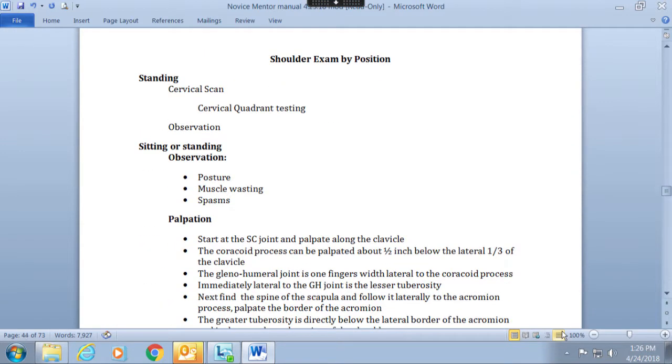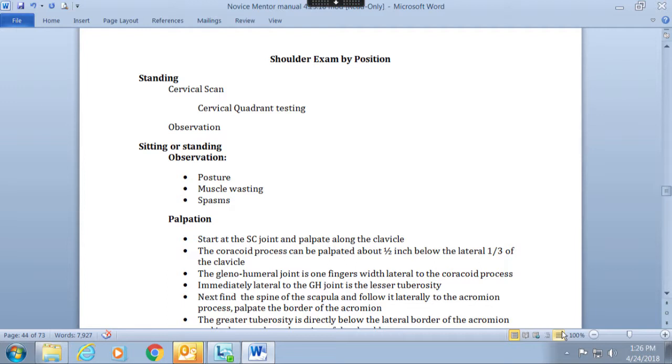As we start the exam, we'll try to do the exam by position. First thing in standing, or it can be done in sitting, you look at the cervical scan. You can go through cervical quadrant testing: put them through an extension, side bend, rotate to the same side, overpressure. If they can do that, that's clear. After that, you can start going into observation. Again, look at posture, look at position, and you continue looking at muscle wasting, any kind of spasms, etc.